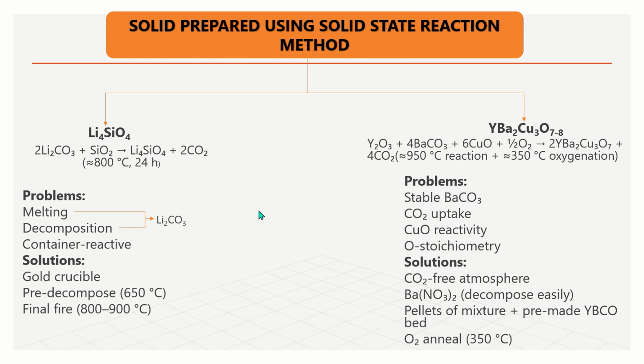The problems associated with this are that barium carbonate, which is one of the precursors for this reaction, is extremely stable. It gives off carbon dioxide very slowly, so the reaction occurs slowly. The product YBCO can react with the carbon dioxide in the air and lose oxygen, reversing the reaction.